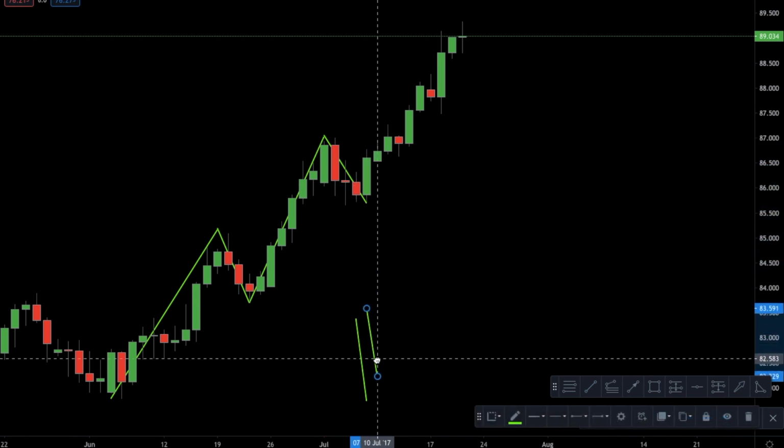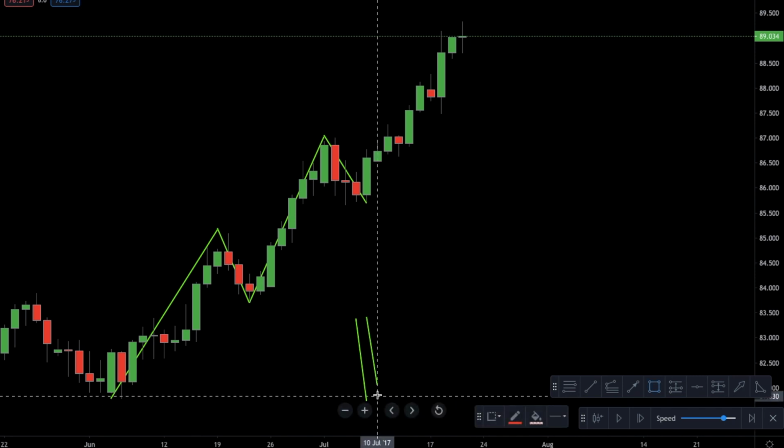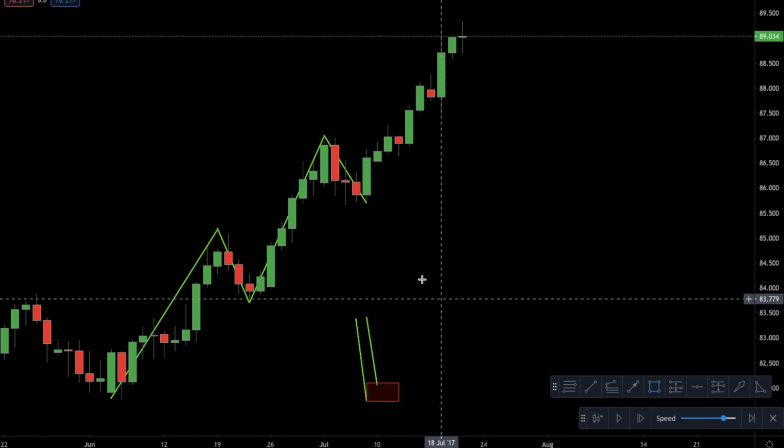Now let's compare the two. So I'm matching up the highs. Now look at the difference, right? The difference is this little gap right here. So now what does this tell you?